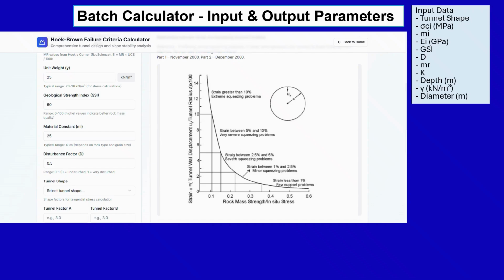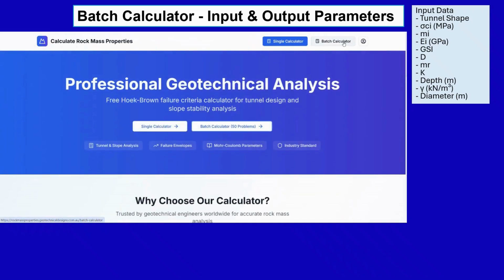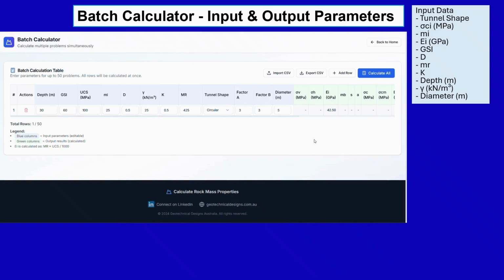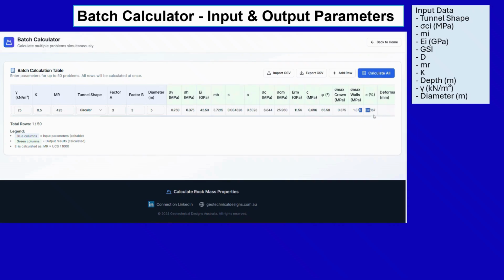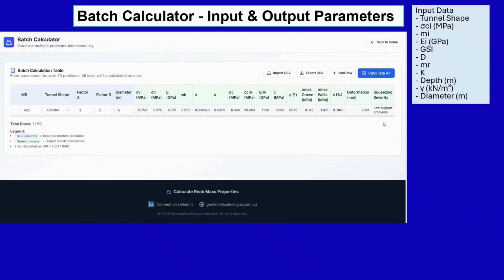So now we go back to our batch calculator. Now we can see here the already filled input parameter row, and we calculate it here, and we can see here that our strain value is less than 1 and it is showing few support problems. Similarly, we can change the input values for different problems, and we can find their different rock mass properties, strain values, deformation in the tunnels, and the severity of squeezing of rock in those tunnels.